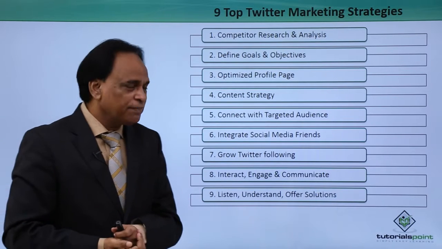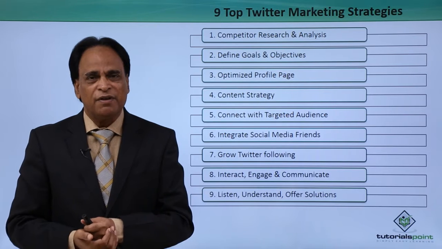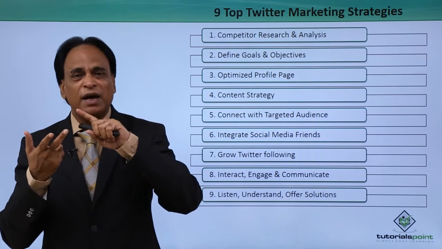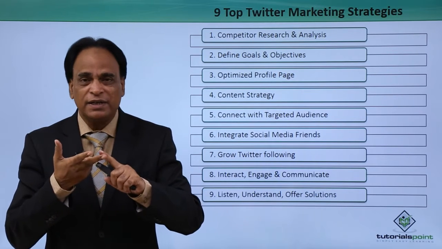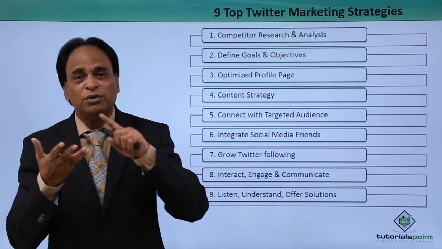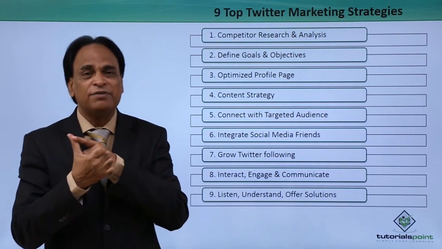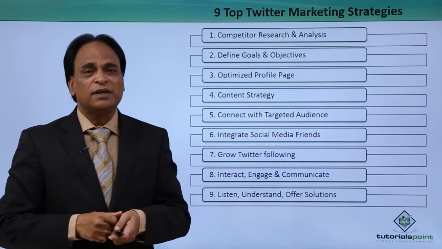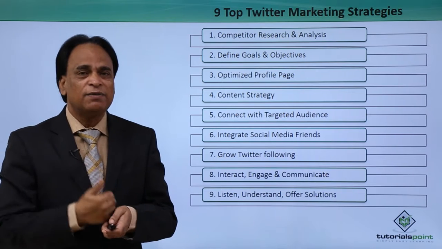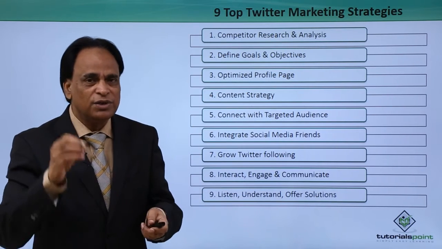Now lastly, number 9, listen, understand and offer solutions. First and foremost, you need to have a good number of followers. Then you should be consistently interacting and communicating with them. Then you need to understand what they want. You need to provide customer solutions, then customized solutions. Then you need to drive traffic, drive them into taking your services, generating leads and converting them into customers. So these are the fundamental 9 points that you need to implement.